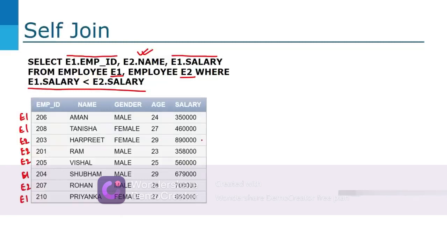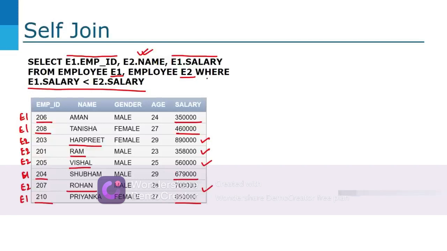Now in E2 we have this data, this data, and this data. What is it saying? That we want only the names from this table. So we want the names Harpreet, Ram, Vishal and Rohan. And from employee 1, what do we need? We need the ID, right? So we need these IDs and we need the salary. So this and this, right? These are the things which we need to display in our resultant table.